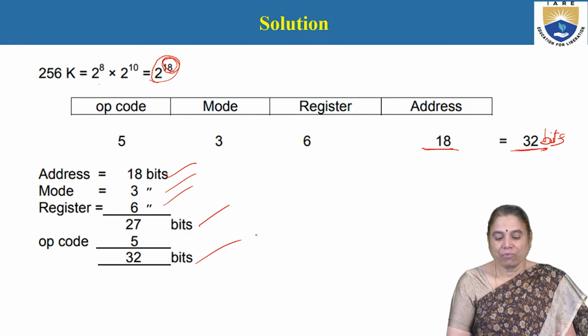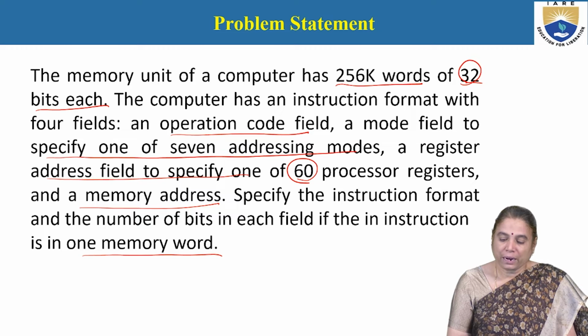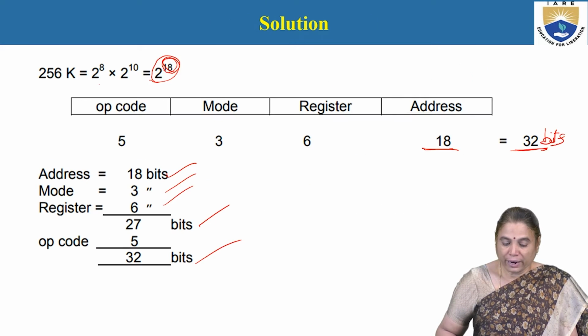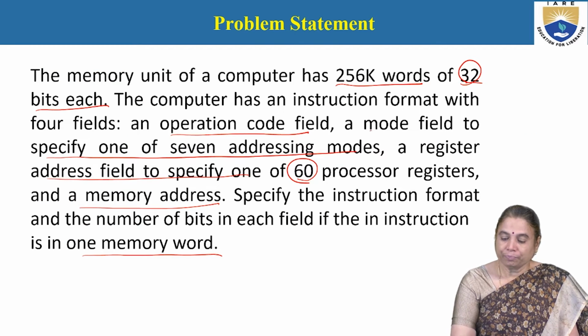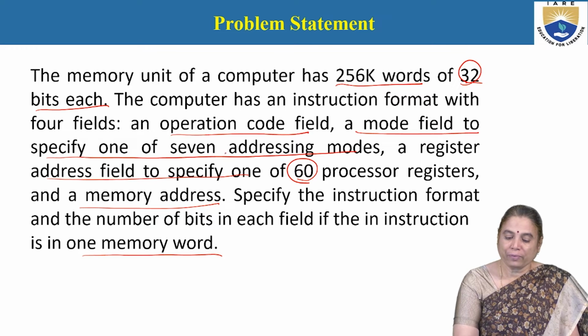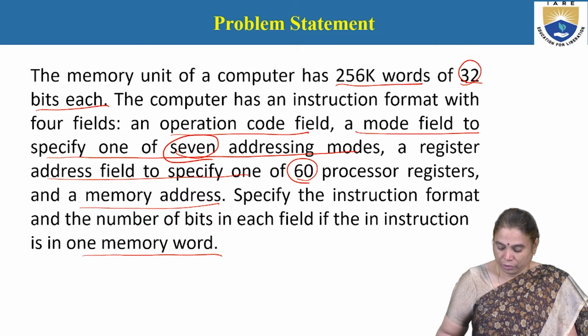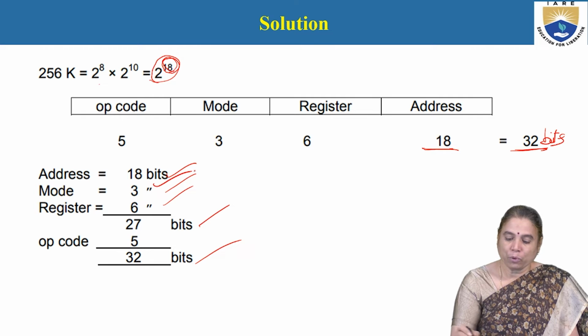So the instruction format has 4 fields. One is the operation code. The operation code can be of 5 bits length. And the second part is a mode field to specify one of 7 addressing modes. So to specify 7 addressing modes, 2 power 3 locations are available. So 3 bits have to be used to represent the mode field.